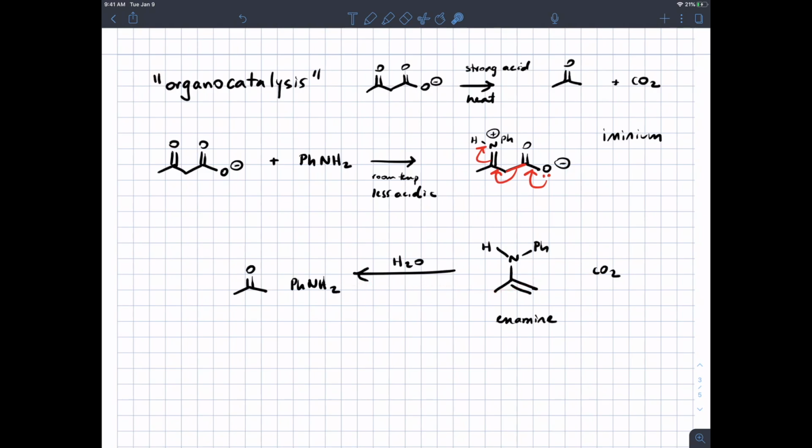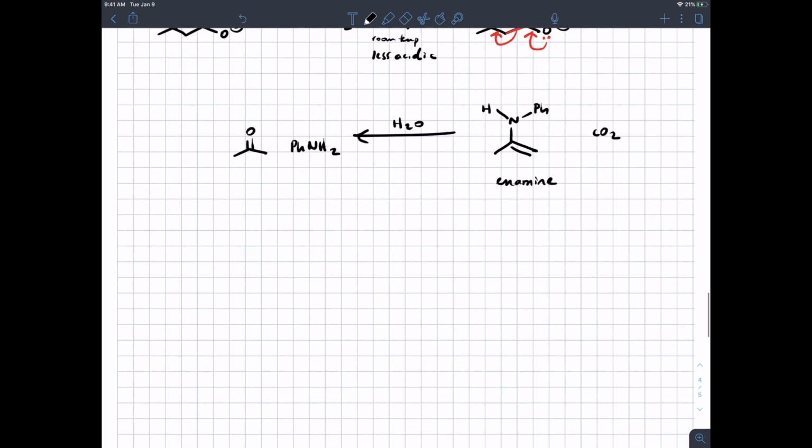A lot of organocatalysts work through iminium chemistry, and some work through enamine chemistry. You can use enamines as nucleophiles. I'll show you an example that was included, I think, in your text.